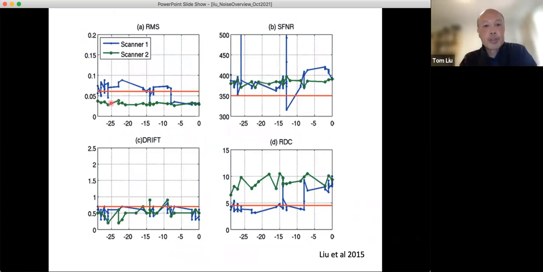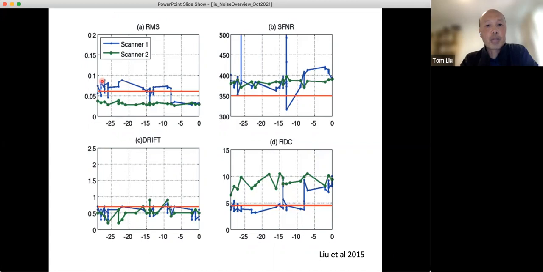And typically on this was a GMR750. We had RMS values around 0.04, and that's what we used to. In fact, the specification we told the manufacturer that we had negotiated when we bought these scanners was you have to keep the RMS below this red line, and you have to keep the SFNR above this red line, and so on and so forth. So we had contractual acceptance criteria on our scanner, and anytime it deviated from those, we could tell the manufacturer, hey, you need to come and fix it.